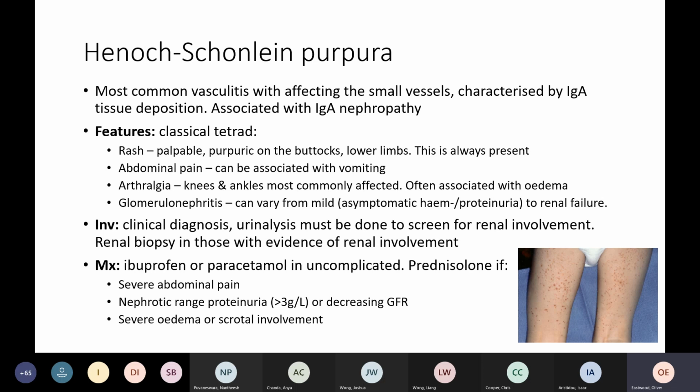So it's usually a clinical diagnosis based on the rash, but you want to screen for renal involvement, and you might want to do a renal biopsy if you suspect renal involvement, just to look at the severity. And then you usually just go for simple analgesia in a bog standard case, but you'd give them prednisolone if they had very severe symptoms, so severe abdominal pain, or they're losing a lot of protein in the urine, which is leading to bad edema. So if you've got edema up to the scrotum, that's very bad peripheral edema because it's gone all the way up.